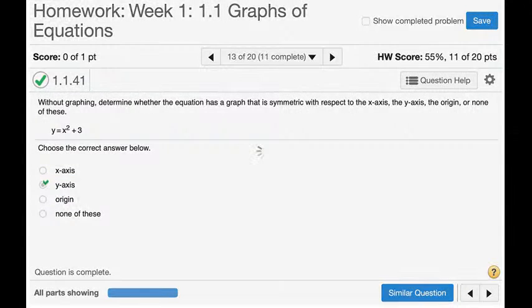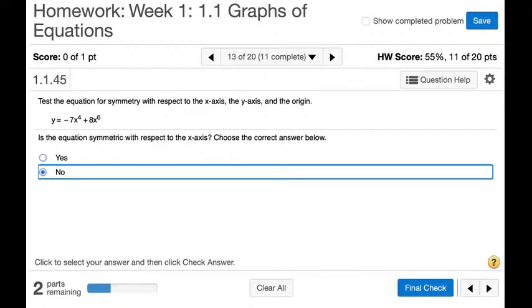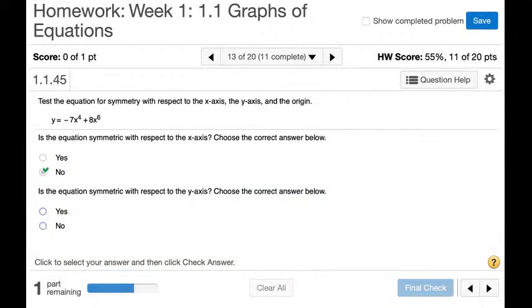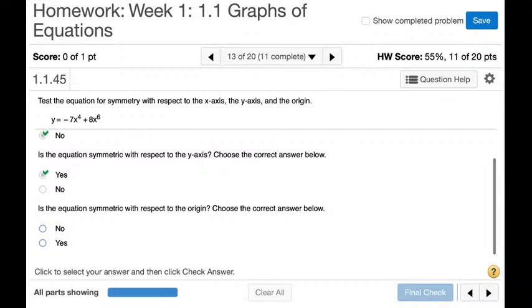So for symmetry, I'm going to do the same thing. If we do f of negative x, this returns the original, so it should be even. So that's y-axis symmetry. X-axis, I want to say no. For x-axis symmetry, what we do is change y to negative y. If we can get back the original, then it would be yes, but we can't in this case, so it should be no. For y-axis symmetry, we change x to negative x and see if we get back the original, and this is actually a yes. And then origin, because we don't have the other two, this one will be a no as well.